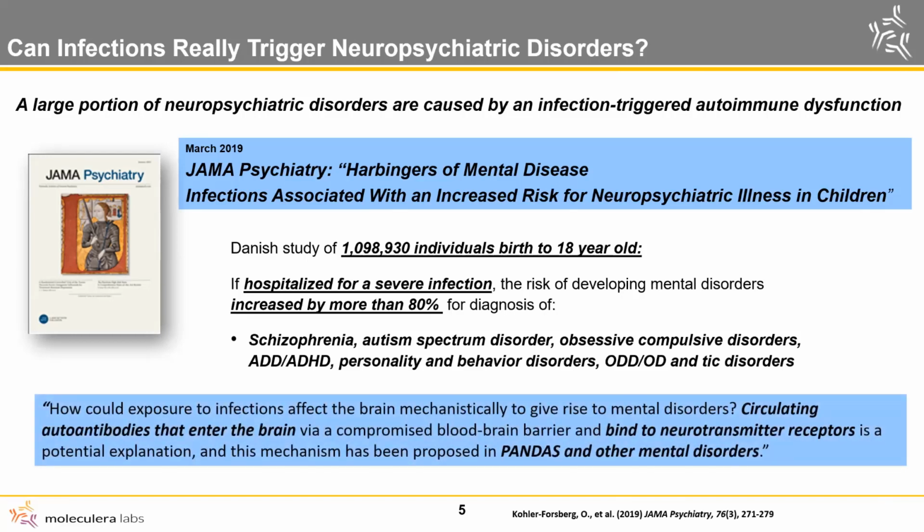So the authors and the editors posed the question, how could exposure to infections affect the brain mechanistically to give rise to mental disorders? They said that circulating autoantibodies that enter the brain via a compromised blood-brain barrier and bind to neurotransmitter receptors is a potential explanation, and this mechanism has been proposed in PANDAS and other mental disorders. So you may or may not have heard, but hopefully you have, about PANDAS and PANS. And these are representative models of acute onset of these neuropsychiatric disorders due to a certain infection.